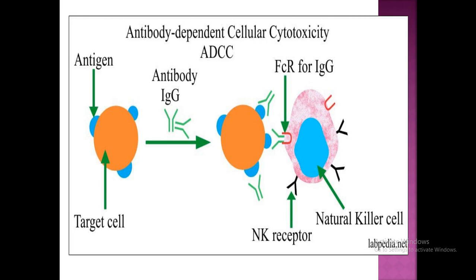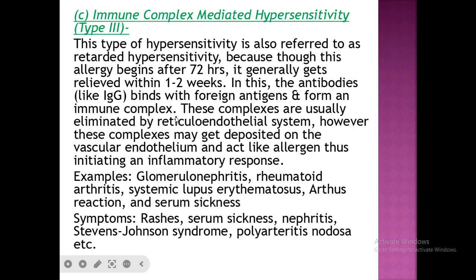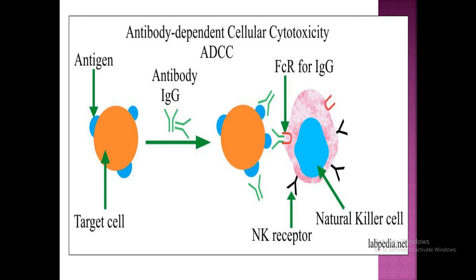So, this is the diagrammatic representation of type 2 hypersensitivity reactions. Antibody dependent cellular cytotoxicity, ADCC. So, this is the target cell. To the target cell, antigen is going and binding. This is antibody, IgG antibody. So, IgG antibody along with the target cell and the antigen, IgG antibody is getting attached or bound to the Fc receptor.